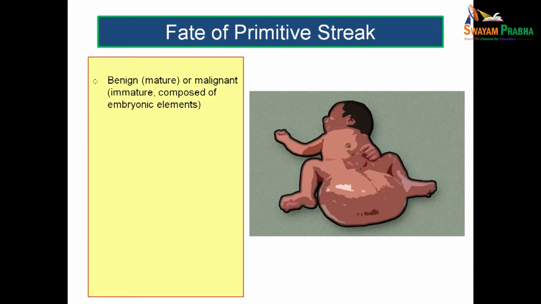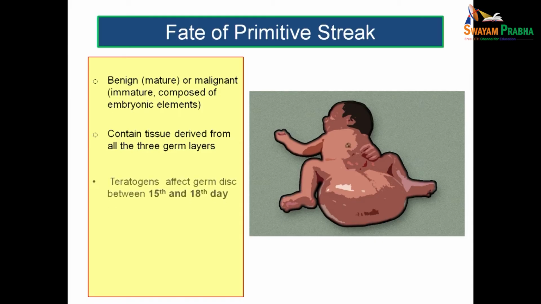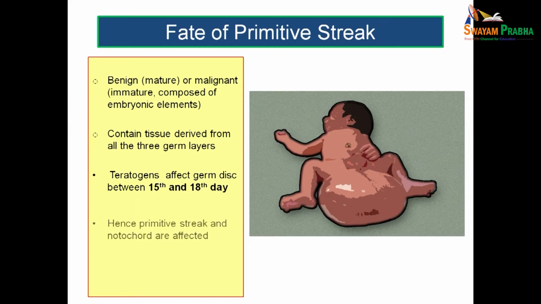Now the teratoma can be either benign, that is mature ones, or malignant, that is immature ones. The immature ones will be composed of embryonic elements. The word teratoma means it contains tissues derived from all three germ layers. Teratogens mainly affect the germ disc between the 15th and 18th day of intrauterine period. As a result, the primitive streak and notochord are affected the most compared to the rest of the structures.